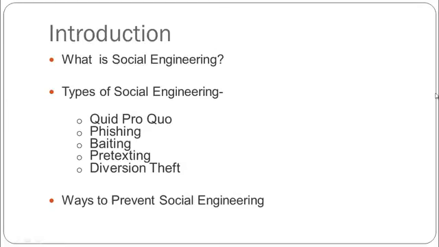In this tutorial today, I will be taking you through what is social engineering, and what are the different types of social engineering. There are 5 different types: baiting, phishing, quid pro quo, pretexting, and diversion theft, which is normally conning people, and what would be the ways to prevent them. These are what I would be teaching you today.